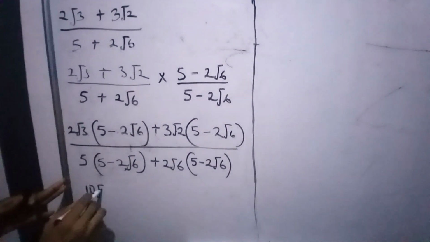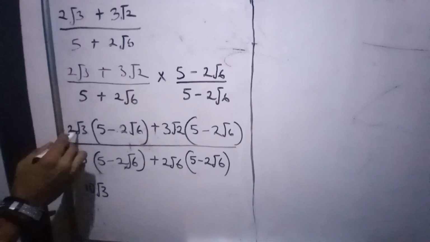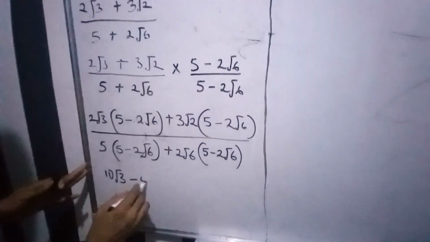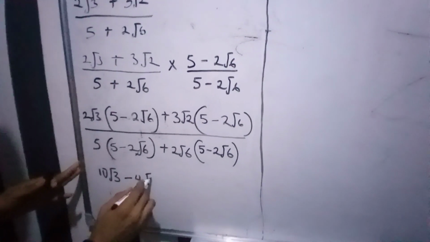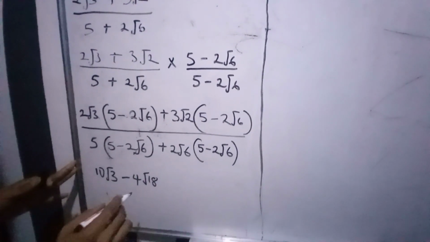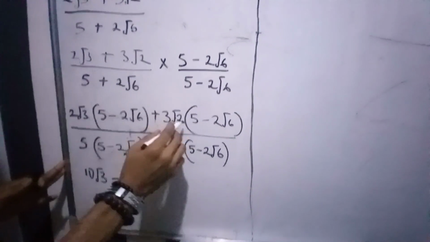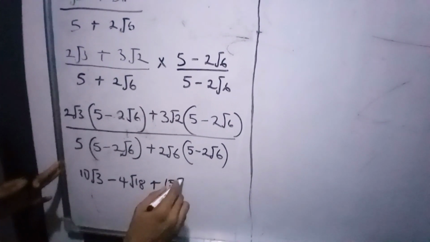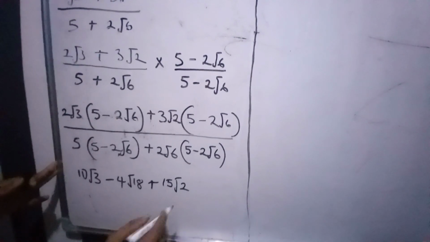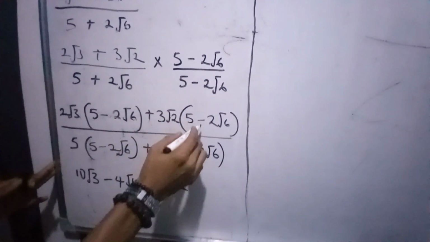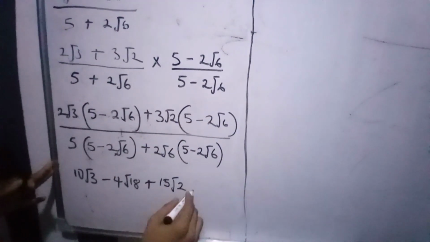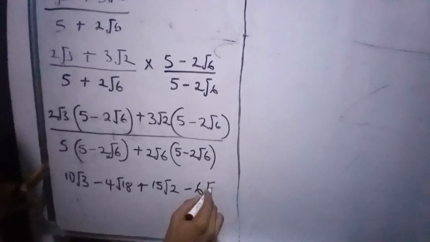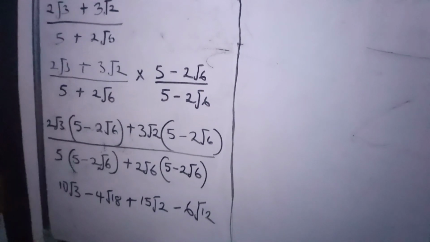10 sod 3. 2 sod 3 times minus 2 sod 6 is what? Minus 4 sod 18. You then say plus 3 sod 2 multiply 5 is what? Plus 15 sod 2. Plus 3 sod 2 multiply minus 2 sod 6 is what? Is minus 6 sod 12. Okay, I believe you get what happened here.